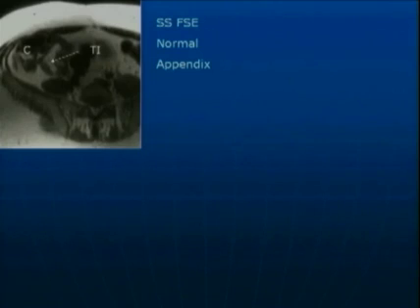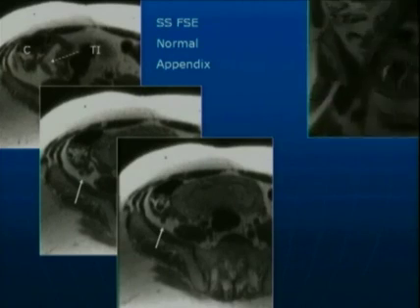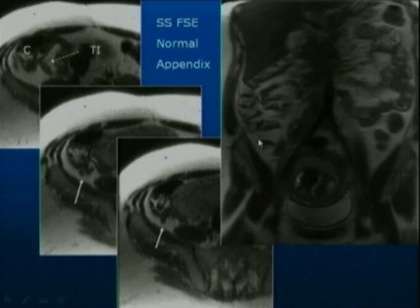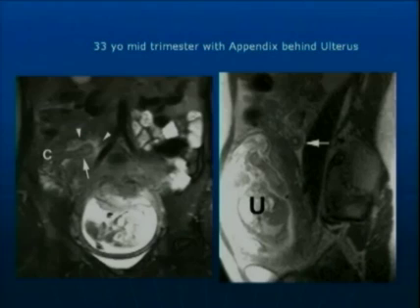Well, what does the normal appendix look like on these single shot fast spin echoes? TI corresponds to the terminal ileum. You can see here the low intensity appendix, another shot here, low intensity appendix right there, and then a coronal reformatted image, again showing the appendix here. What do we really look for? On those T2 weighted images I look for increased signal intensity in the lumen where the fluid is, and then surrounding the appendix, only slightly increased signal intensity in the wall.